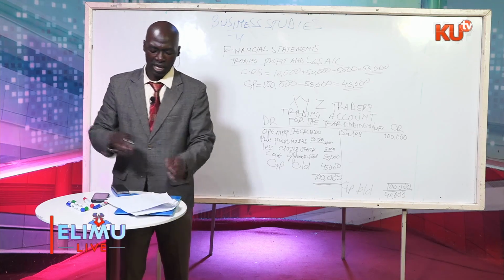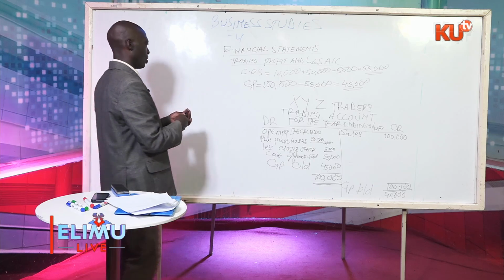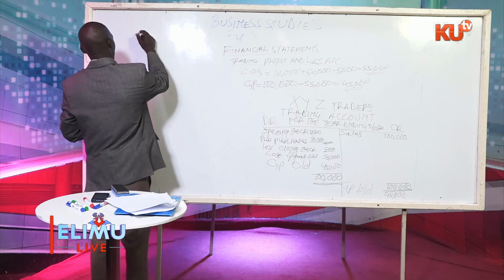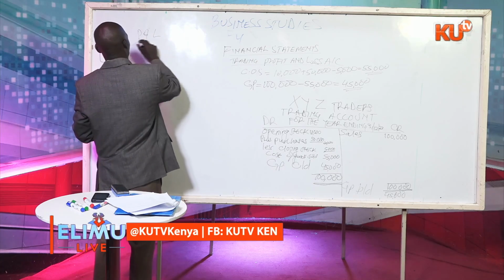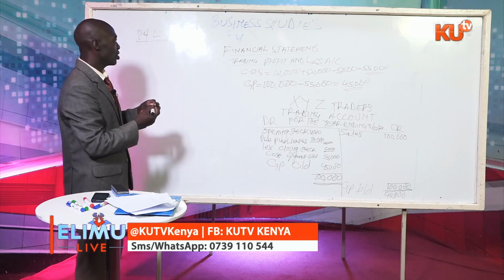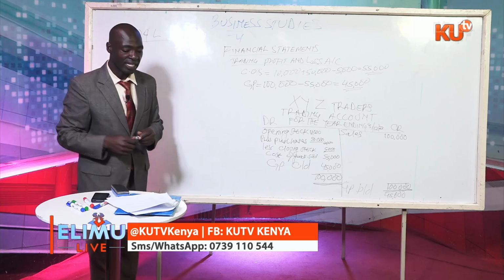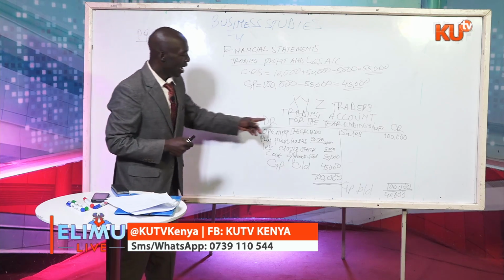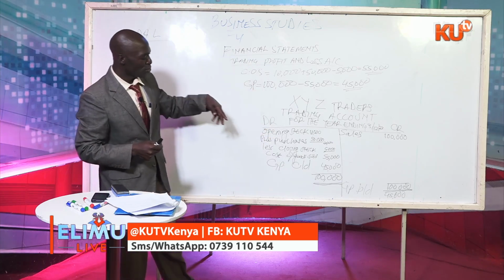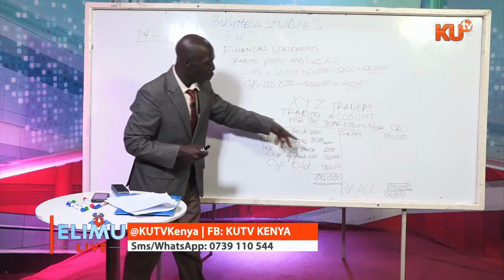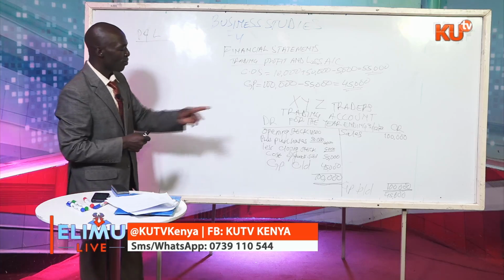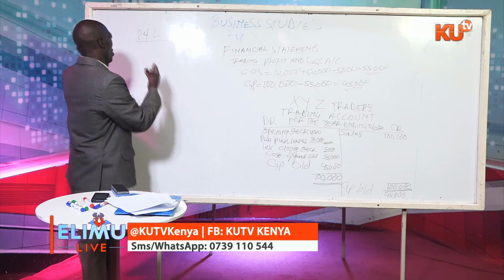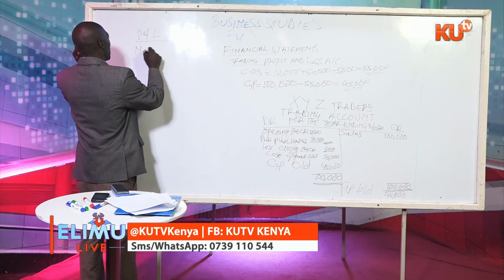That is profit and loss account. Yes, profit and loss account. So a profit and loss account, the end result here is the net profit. Now, assuming we have the gross profit down there, so we are looking at net profit.